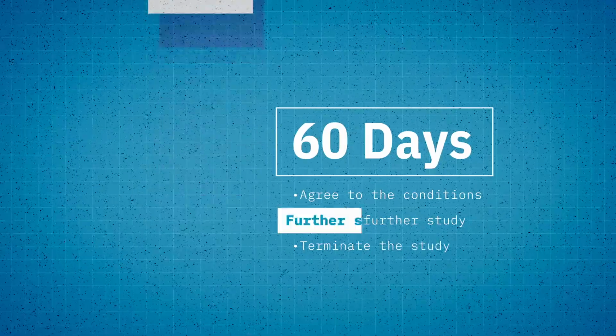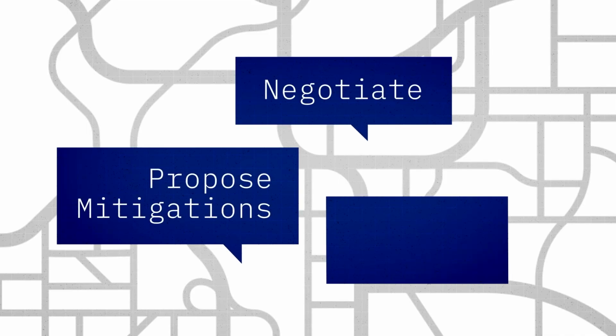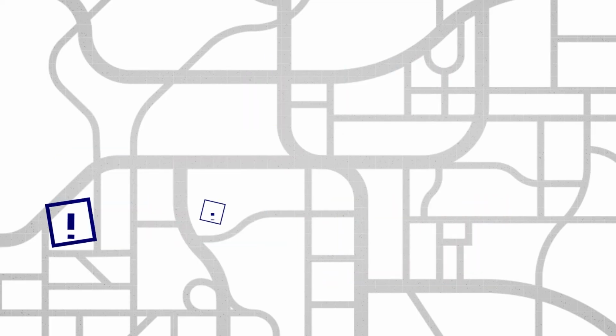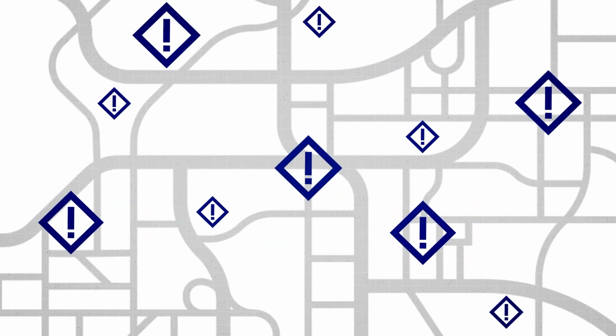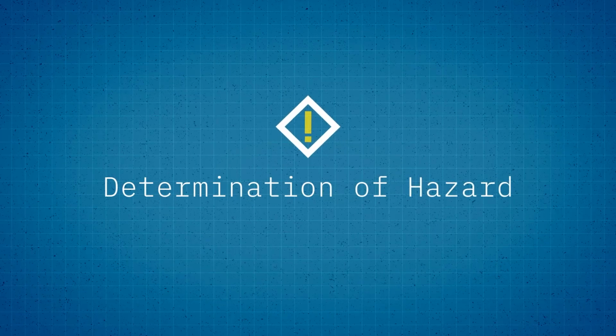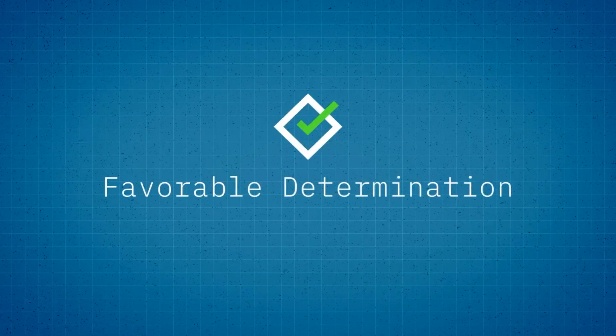When further study is requested, the OEG may conduct more in-depth analysis to determine if the adverse effect is substantial. Further study includes opportunities to negotiate or propose mitigations. And the FAA may request public comment, which can be useful if someone outside the agency has new information about a possible adverse effect or lack of effect on the airspace. If further study determines the hazard affects a significant volume of air traffic or airport capacity, the adverse effect would be considered substantial, and the OEG may issue a determination of hazard. If not, the OEG would issue a favorable determination.